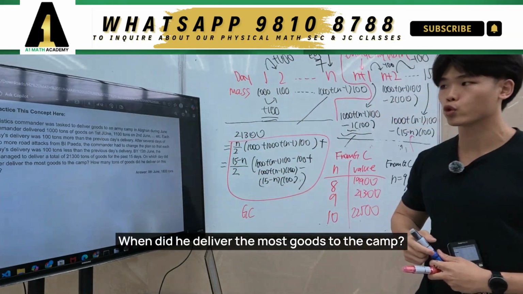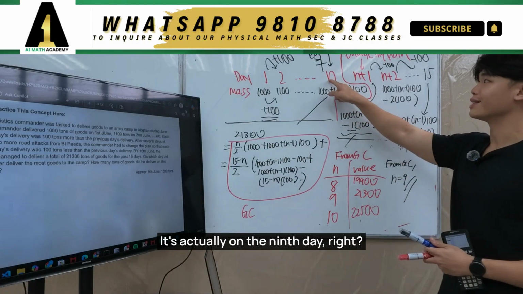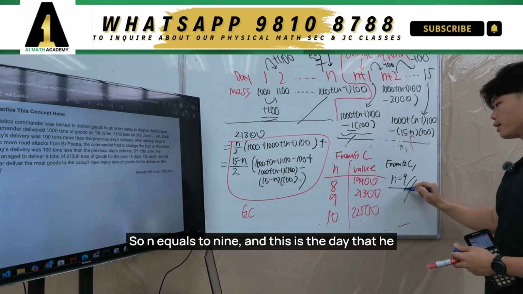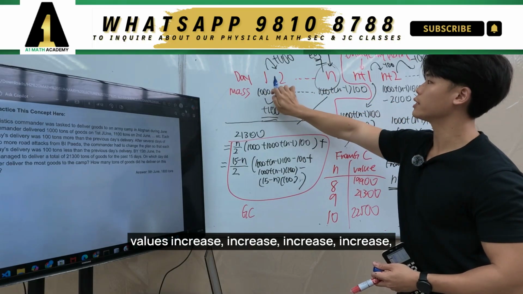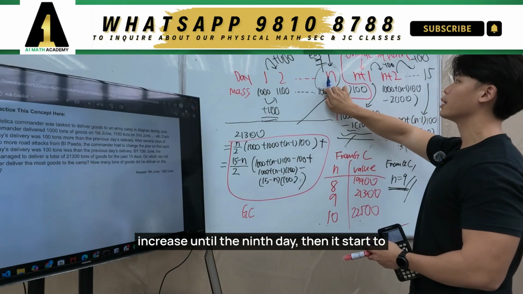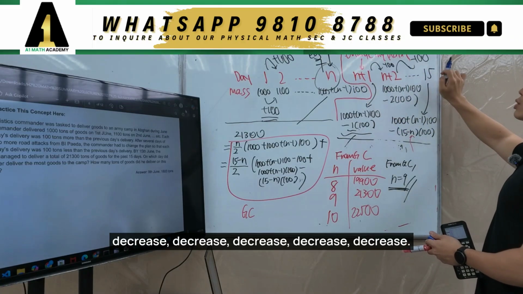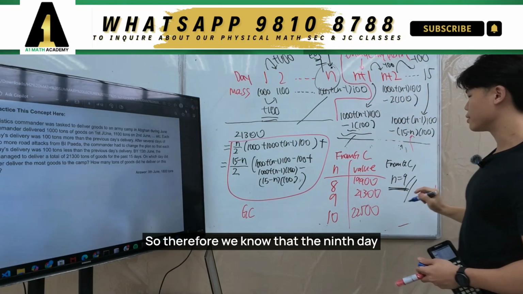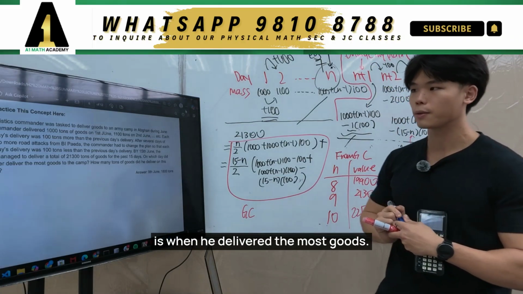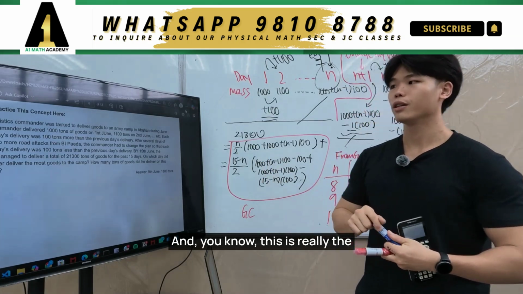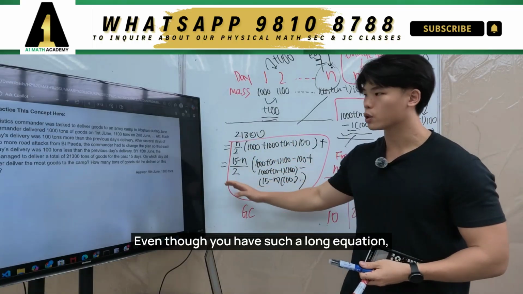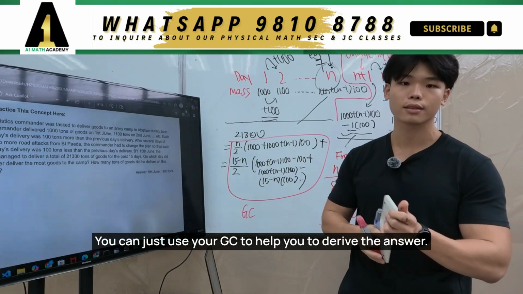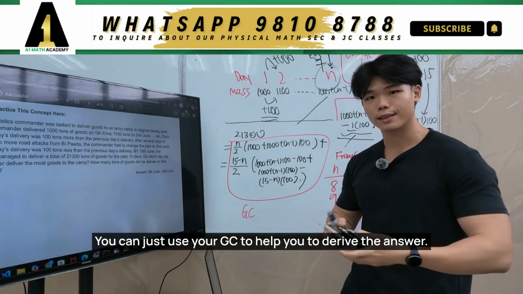When did he deliver the most goods to the camp? It is actually on the 9th day. So n equals 9, and this is the day that he delivered the most goods, because you see the values increase until the 9th day, then it starts to decrease. So therefore, we know that the 9th day is when he delivered the most goods. And this is really the beauty of having your GC. Even though you have such a long equation, you don't really need to solve it by hand. You can just use your GC to help you derive the answer.